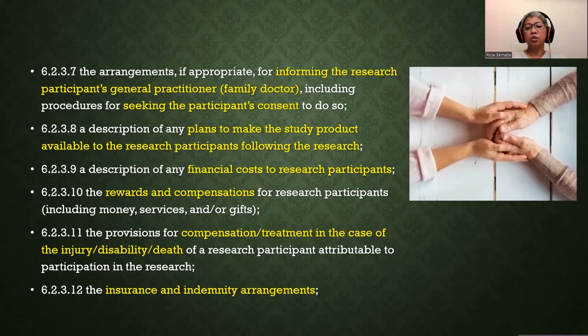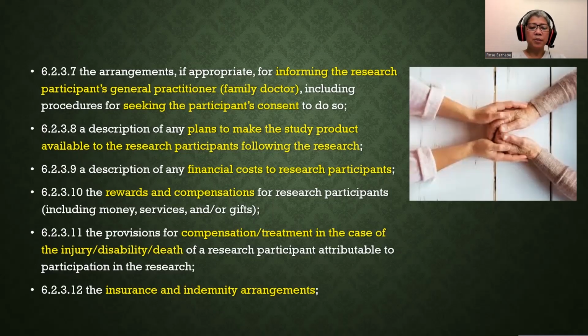Description of financial costs to research participants, if any. Of course, ideally, there should not be financial costs to research participants. This must be shouldered by the sponsor or the principal investigator. The awards and compensations for research participants: for example, will the research participants' transportation costs be shouldered? Will they be paid a specific amount for joining a trial? Will they be provided food, gifts? A typical example of gifts would be gift cards, for example.